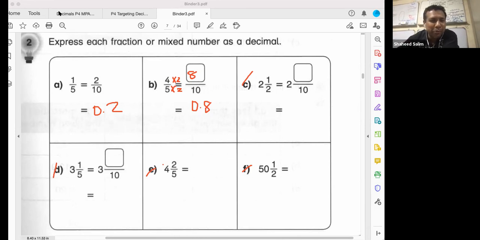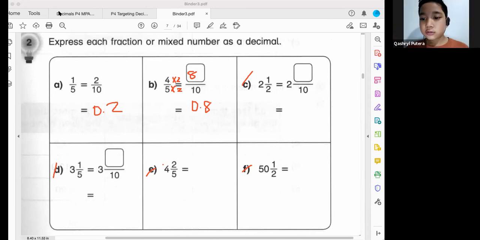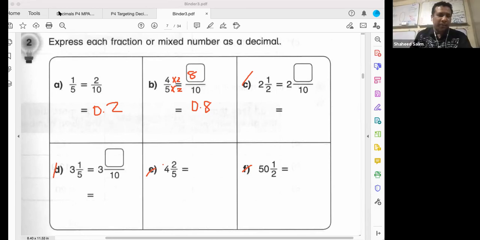Question C is correct. Question D is correct. Question E is correct. And question F is correct. Razik, well done. Putra, your answer is correct. C is correct. Razik, complete the whole thing.